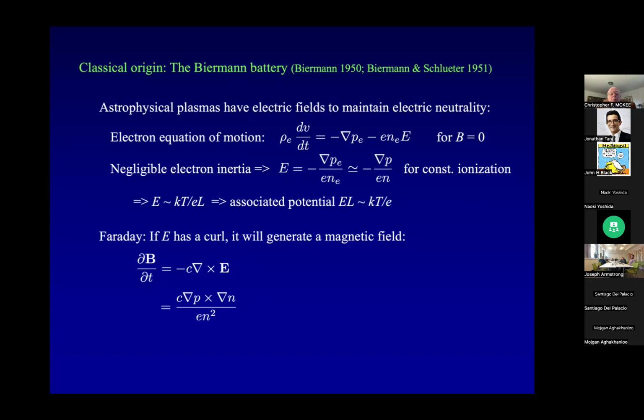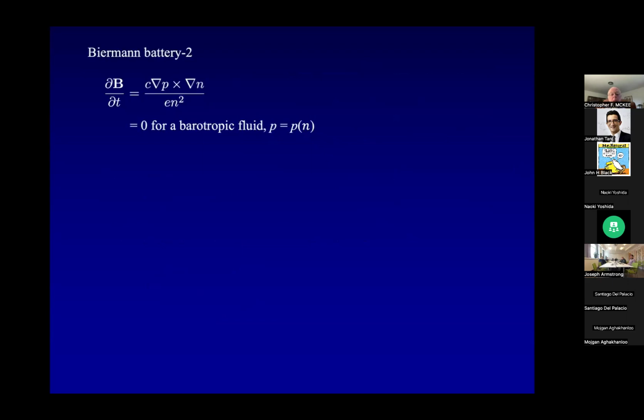So we have that the partial B with respect to T is just proportional to the curl of E. Well, we know what E is, and if you take the curl of the gradient, that's 0. So what I get is the curl acting on 1 over the density. So we get the cross product of the gradient of the pressure times the gradient in the density. Now, I repeat that equation here.